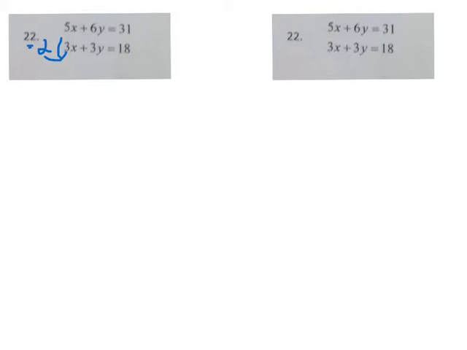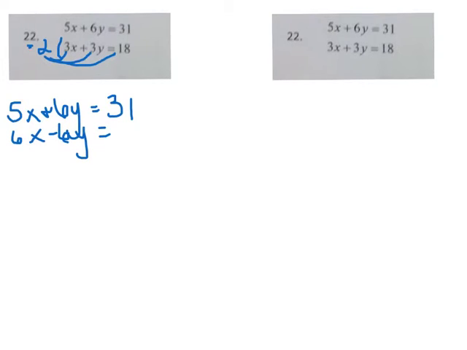And when I distribute once, twice, 3 times. So my new problem is going to give me 5x plus 6y equals 31. And then on the bottom I'm going to get 6x minus 6y equals 36. And it's going to be a negative 36. And a negative 6x up there.